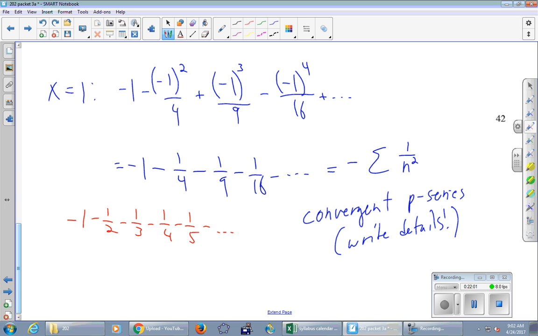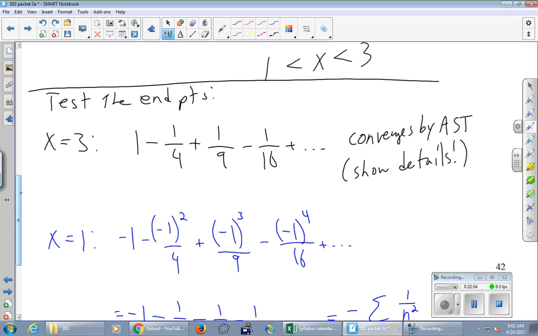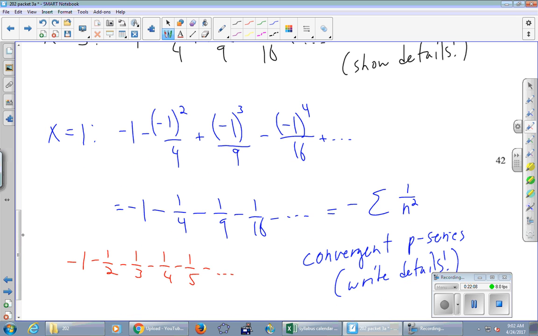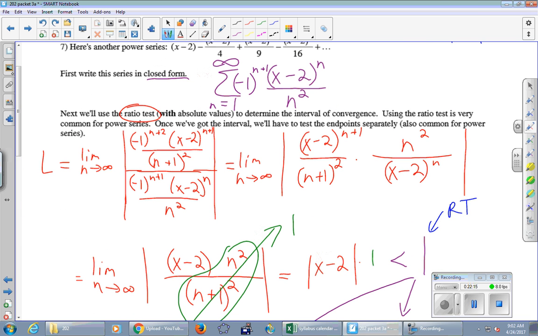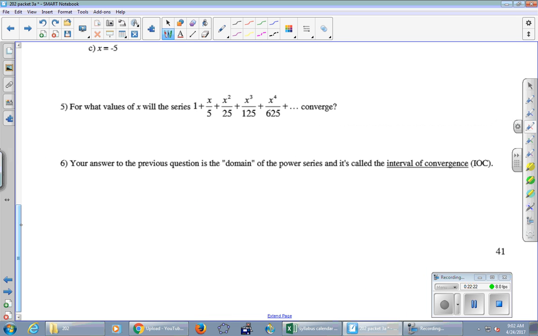Okay, so at the two endpoints, x equals 3, turned out the series converged. x equals 1, the series also converged. And so now I think we're ready to write down a brand new phrase here. We're going to write down this thing called the interval of convergence. We'll abbreviate it IOC. It just means the set of all the x's for which that original series converges.